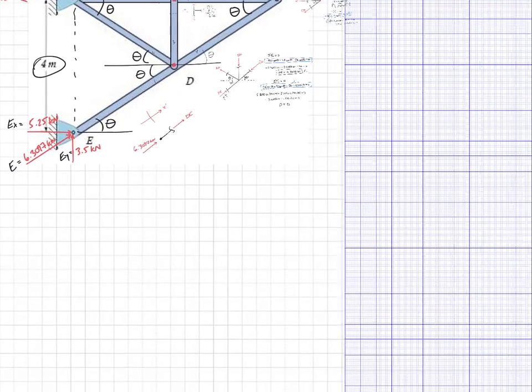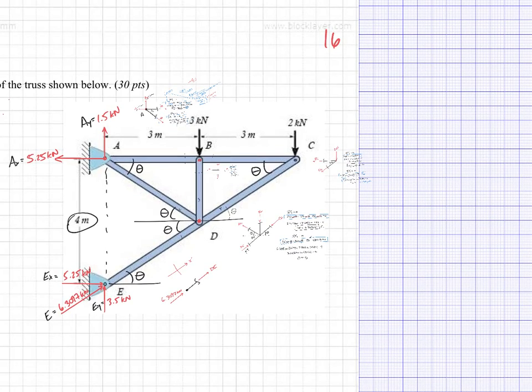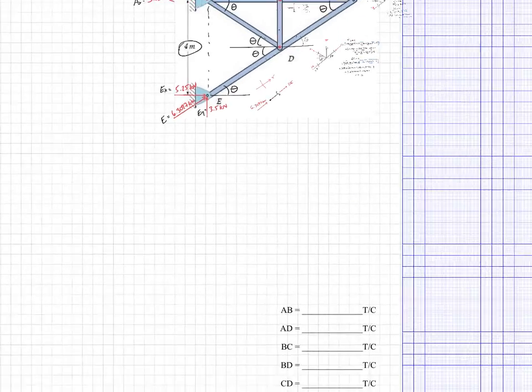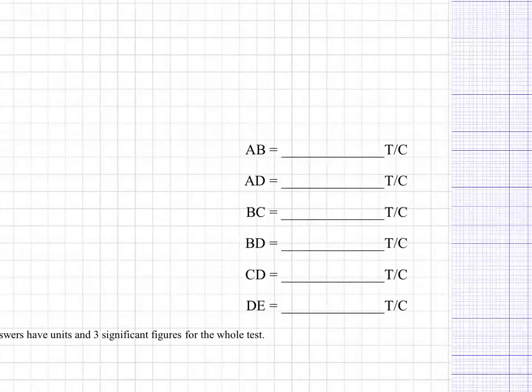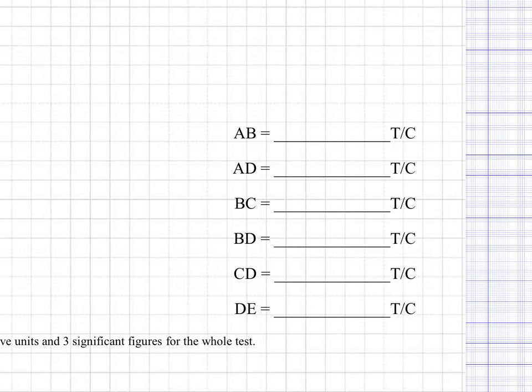Okay, so anyway, once we've done all of that, we go down here and we would just write all these numbers in here. So let's see: tension, tension, tension, compression, compression, compression. 6.31. We would round to 3 sig figs because nobody wants more than that.